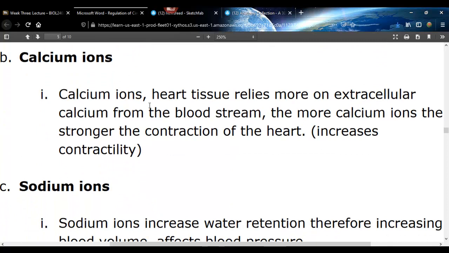Calcium ions affect how strong the heart contracts. It's called the force of contractility of the heart. The heart relies on extracellular calcium, and so that has a big play on blood pressure. A lot of blood pressure medications are trying to limit calcium ions, so the contraction is actually weaker, which lowers blood pressure.